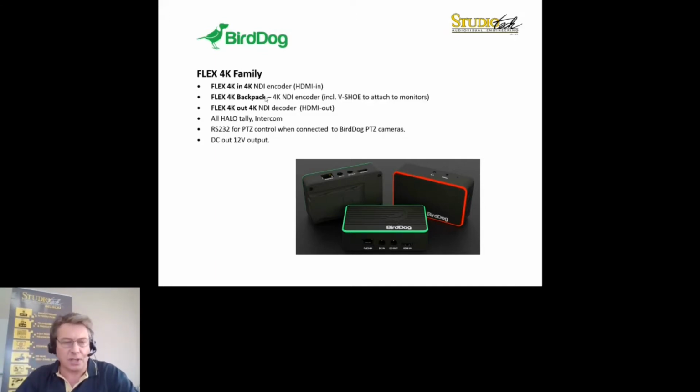We have the Flex Out, which is actually the small decoder with HDMI out, of course. The nice thing on these Flex items is the halo tally light that's visible completely around the device when it's in use in a studio or in a production environment. It's also because it's embedded in the NDI stream. PTZ control is available for PTZ cameras that are connected to it.